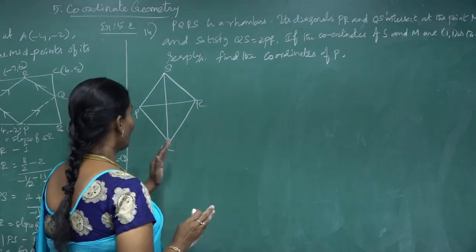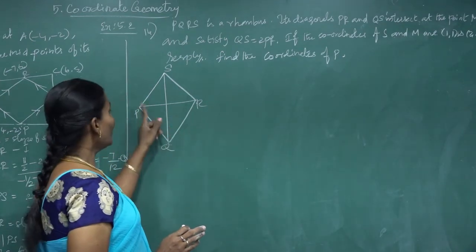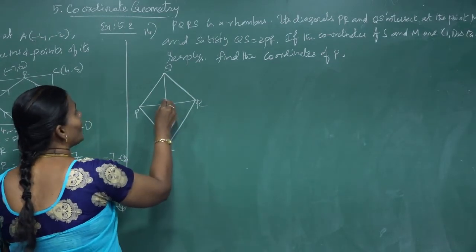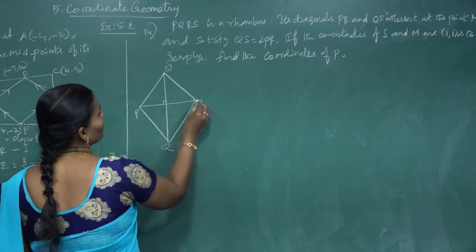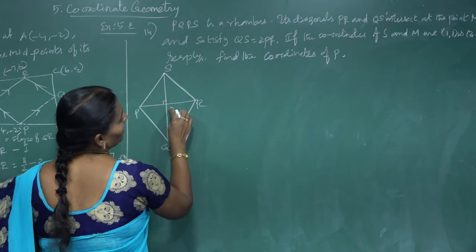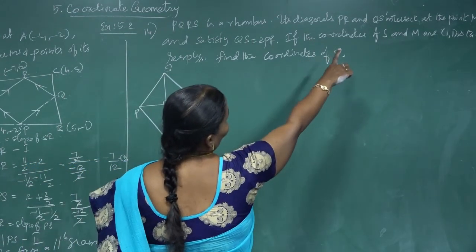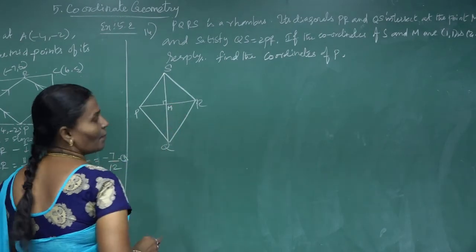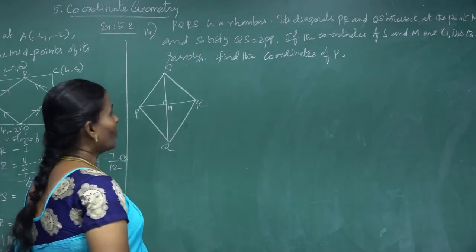We are going to take now the second property. The diagonals bisect each other at a right angle. Bisect means these two are equal halves. Here PR and QS intersect at M. So the point is M. The midpoint is M.